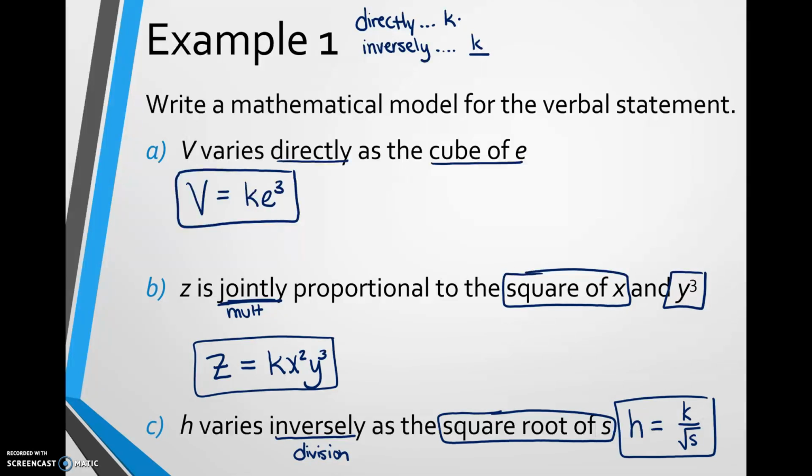So when you first see these slides and this terminology and all of these formulas, you might be thinking, oh my gosh, this is going to be way too much. But really, truly, directly and jointly, k times stuff. Inversely, k divided by stuff, and you're good to go.